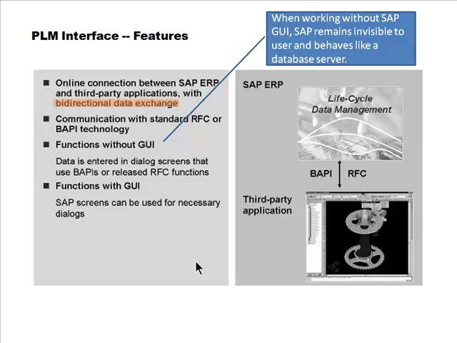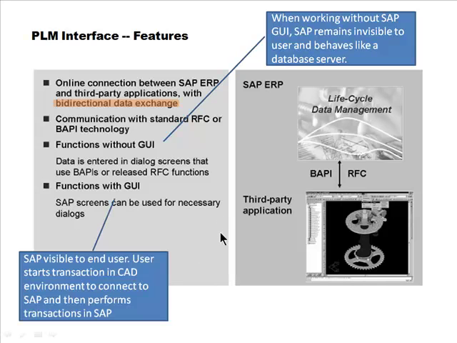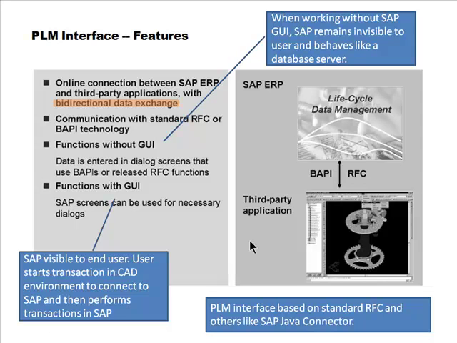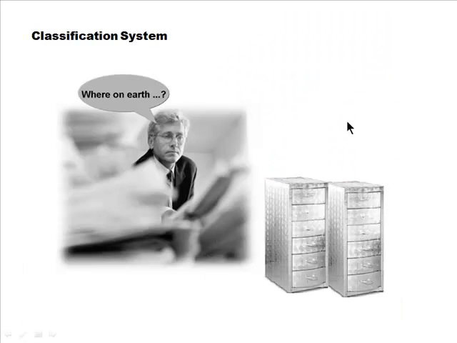Okay, we've spoken about this. When working without the GUI, SAP just behaves like a database server. The GUI, SAP remains hidden. In this case, SAP is visible and the user works from SAP. Okay, and we spoke about this. Standard interfaces like this and the Java connector. So that's about the PLM interface and SAP's connection to external systems.